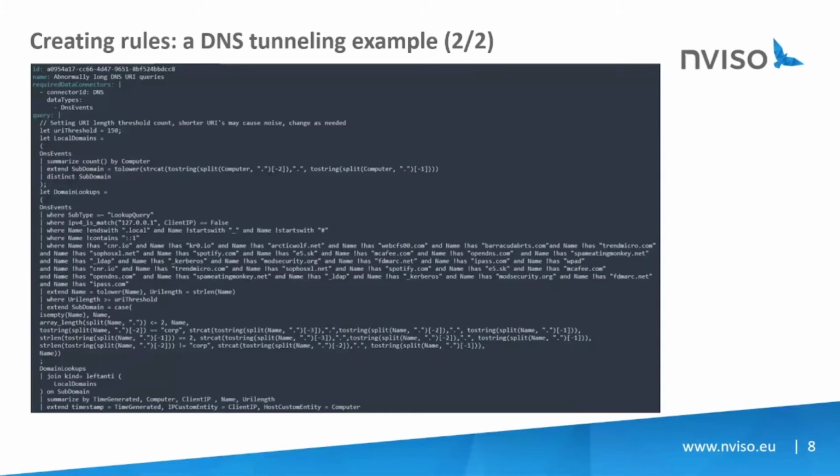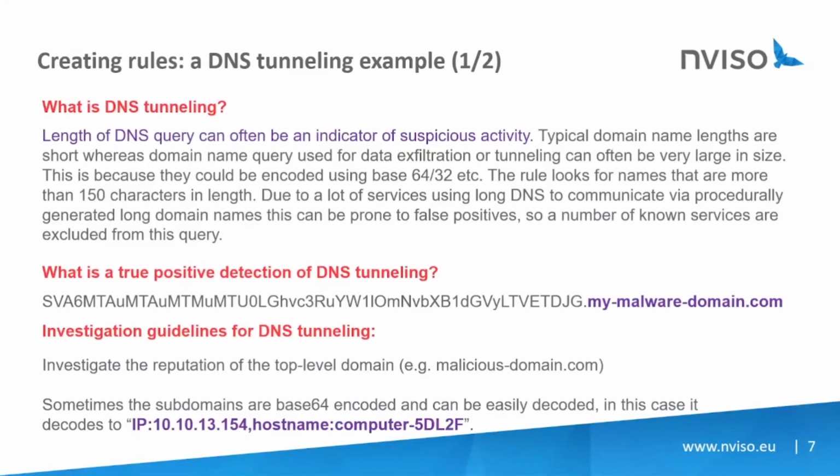So what this rule does, it checks for the length of the DNS request, which is named the URI threshold. So as we saw earlier, a true positive detection of DNS tunneling, it's a pretty long request, right? Because you're trying to get data out of an organization. So a common characteristic of DNS tunneling requests is their length.